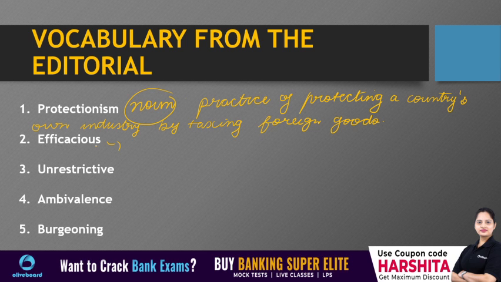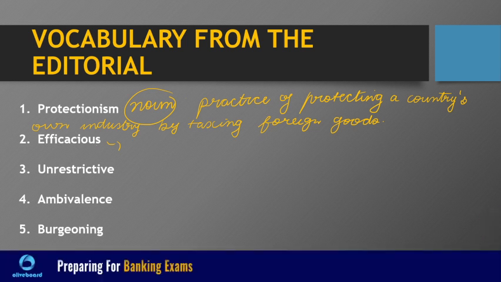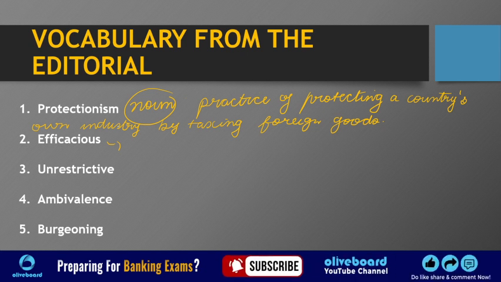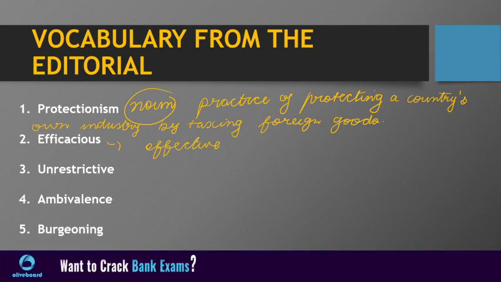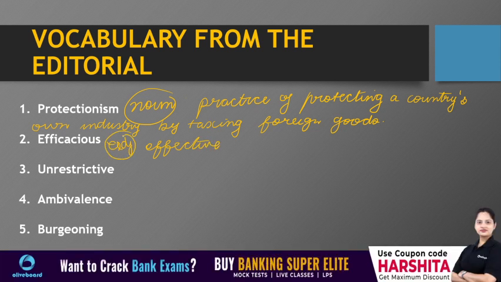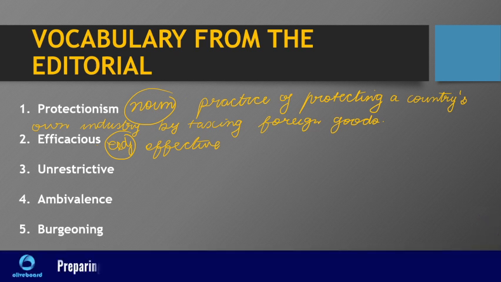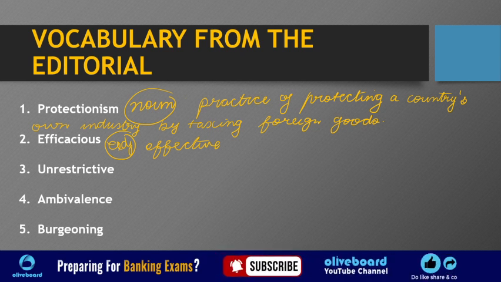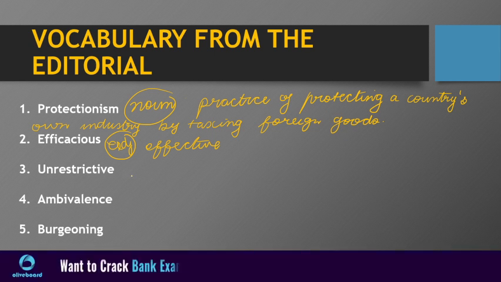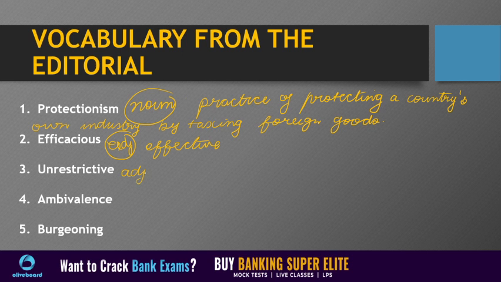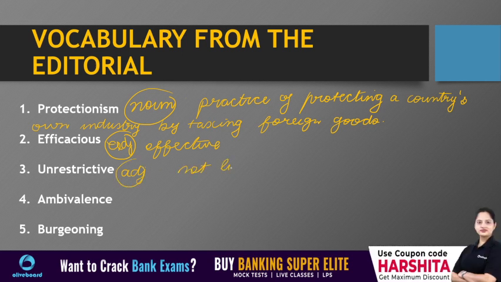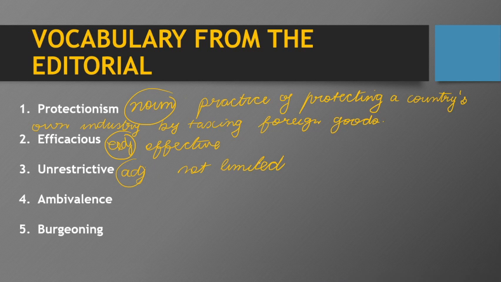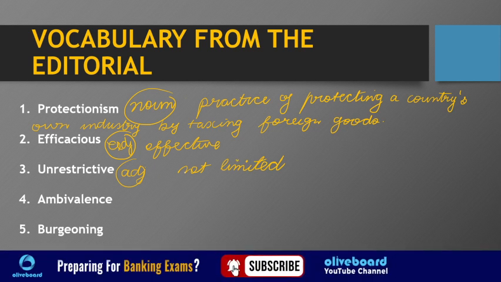Efficacious, we need an efficacious policy. So what was efficacious here? Efficacious meaning efficient, effective, it's an adjective. Unrestrictive, without restrictions, something which is not limited. Unrestrictive means not limited, adjective. Not limited, not restricting, giving this freedom, giving the scope.